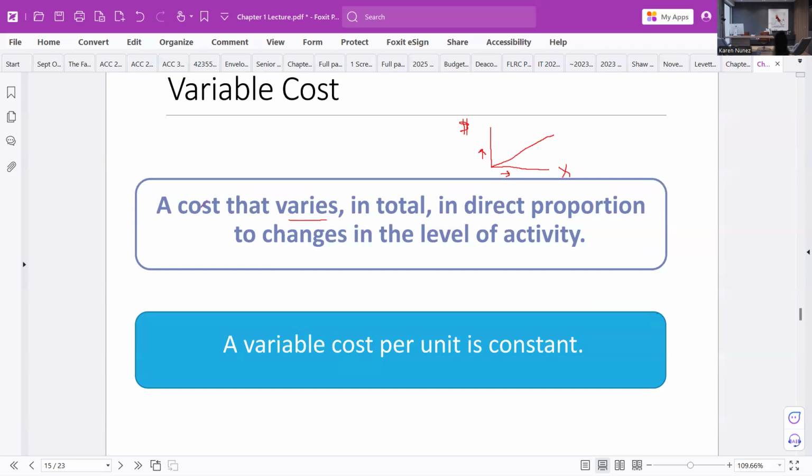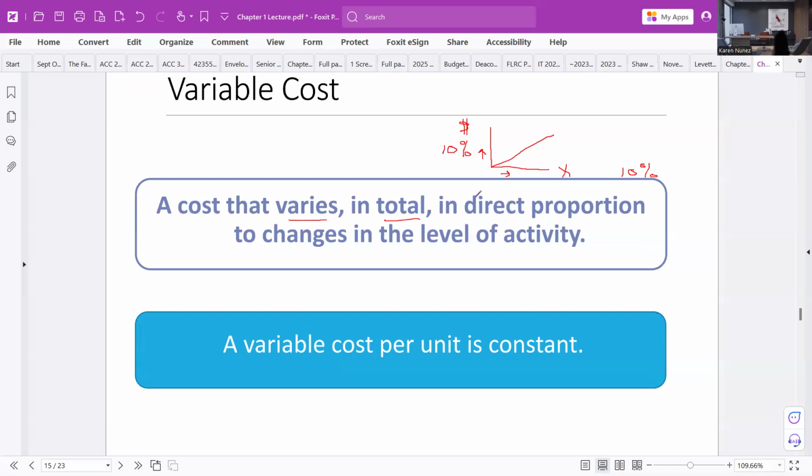That's what this says, right? It's a cost that varies in total. As the activity increases, the total increases in direct proportion. What does that mean? That means that they're moving in the same direction. So if you have, for example, a 10% increase in the activity, then what you would also see would be a 10% increase in the total cost. That's what direct proportion means. It means that the total cost moves in direct proportion to changes in the activity.